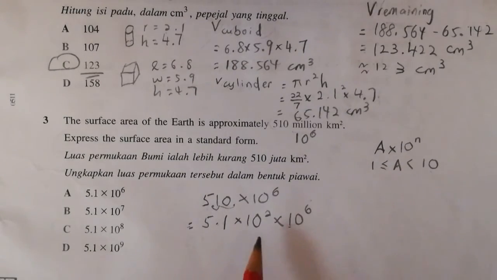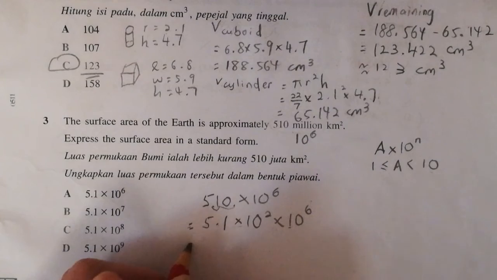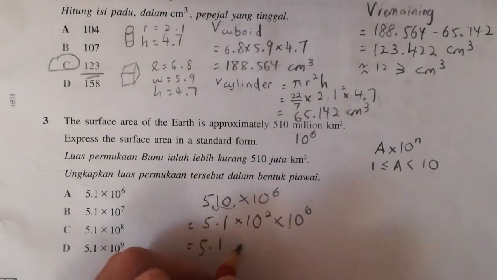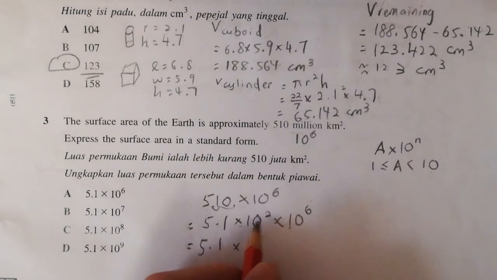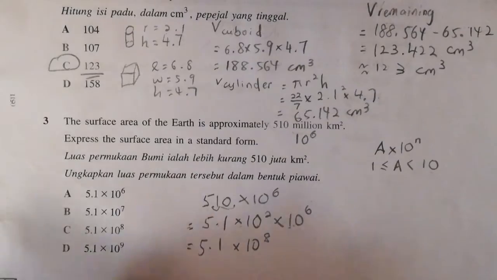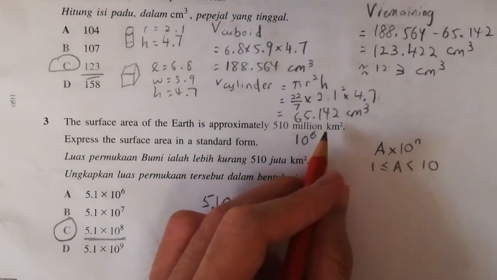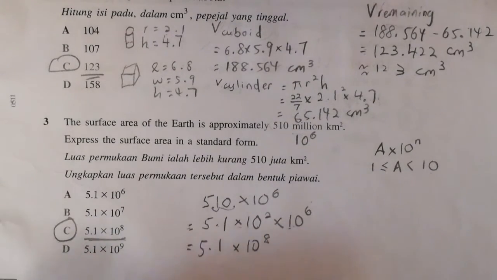Now we have to apply some laws of indices here. The law of indices states that when the same base multiply each other, we have to add the power. So 5.1 times 10 to the power of 2 times 10 to the power of 6: same base, 10 and 10, so add the power. 2 plus 6 is 8. So the answer is 5.1 times 10 to the power of 8 kilometers square.